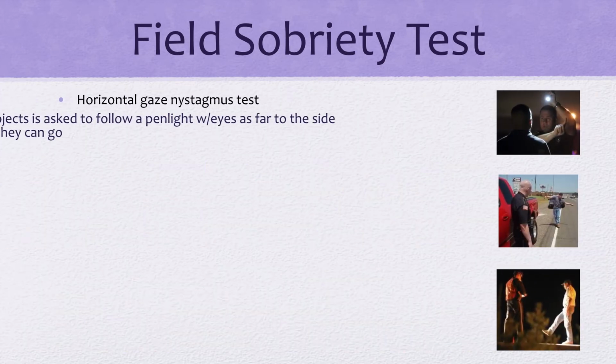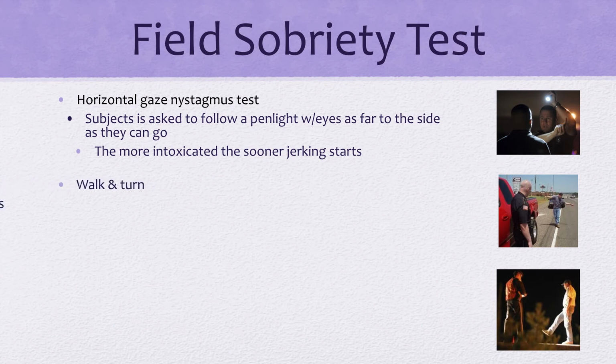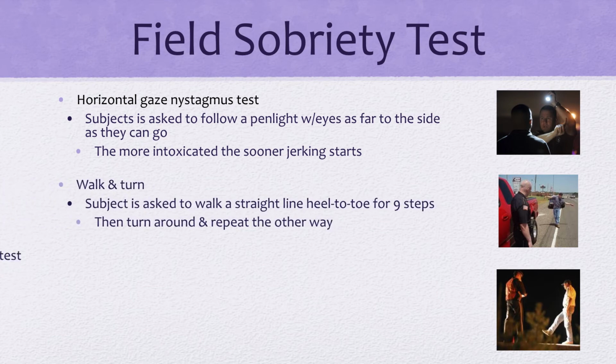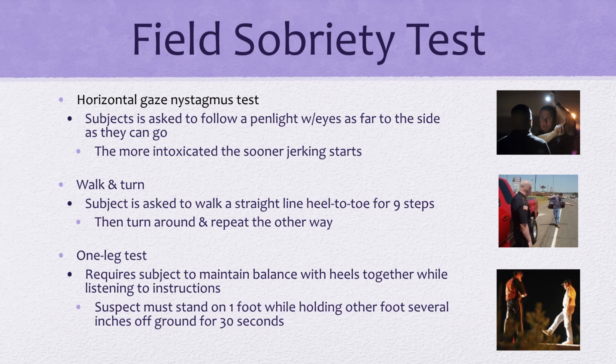So the three tests. The horizontal gaze nystagmus test is basically an involuntary jerking of the eye as the eye moves to the side. So if you're looking straight ahead and following something, and you move your eyes as far as they can go to the side, they're going to have a jerk to them. Subjects are asked to follow a pen light or another object with their eyes as far to the side as they can go. The more intoxicated a person is, the sooner the jerking will start. It's usually about 45 degrees.